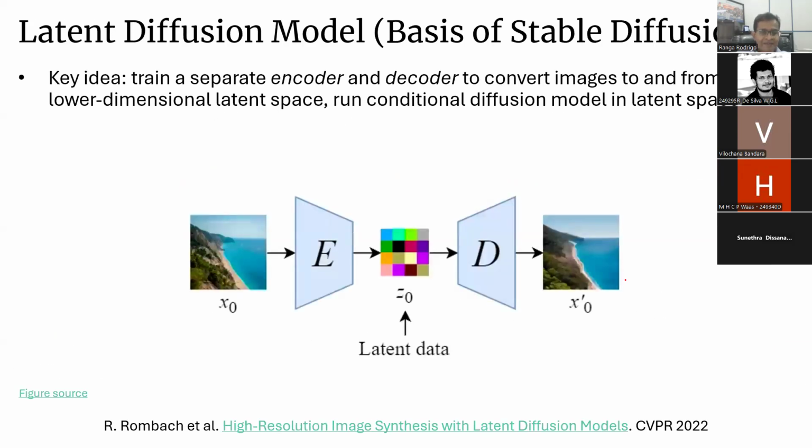And then this 2022 contribution is also a great contribution by Rombach. These are called latent diffusion models. So here the key idea is to separate the encoder and decoder to convert images to and from a low-dimensional latent space and run diffusion models in the latent space. So they have an encoder and a decoder, and this is in the latent space, which is of very low dimension compared to the image. So you can see much more advantages than the early methods.